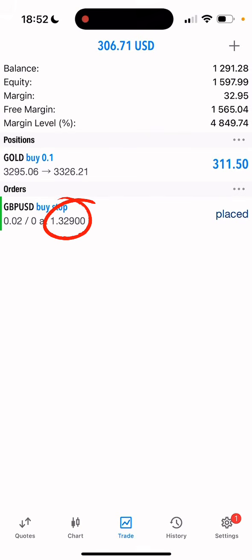Let's start with this GBP USD. What does it show you? 0.02 at 1.3290. What is that 1.3290? That is the entry price.